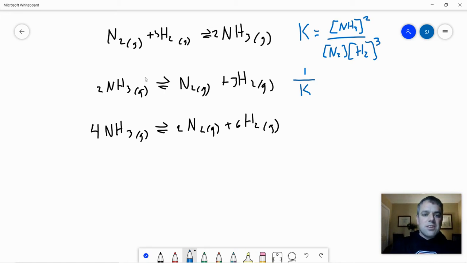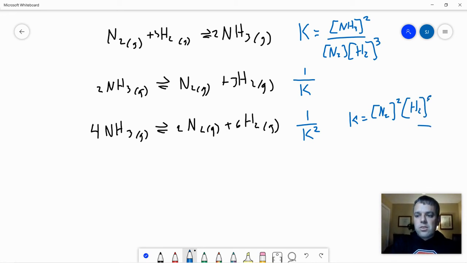And for this reaction, which is the first reaction reversed and doubled, our new value of K is 1 over K squared, because we've doubled the reaction, so we would square the value of K. Or in other words, our new value of K would equal the concentration of N2 squared times H2 to the 6th divided by NH3 to the 4th. Right?